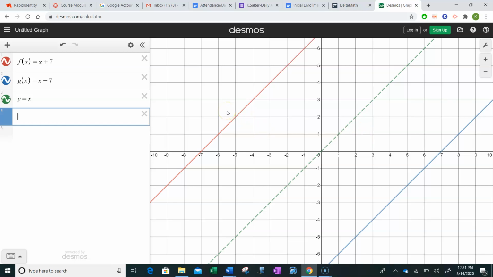In this case, we can see there is that reflection over y equals x. These are not going to intersect. They are parallel lines. So understand that a function does not have to intersect its inverse function. It's just that if it does intersect its inverse function, it would be on that line.